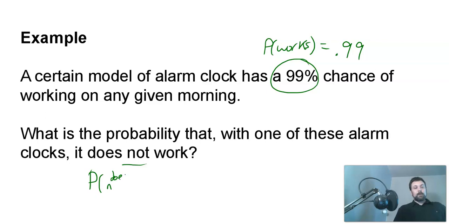I'm trying to think of the easiest way to write it without having to write as much. I'm trying to write it with the minimum amount of words possible. Probability that it does not work is 1 minus the probability that it does work.